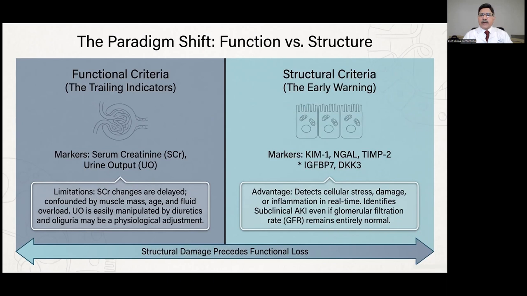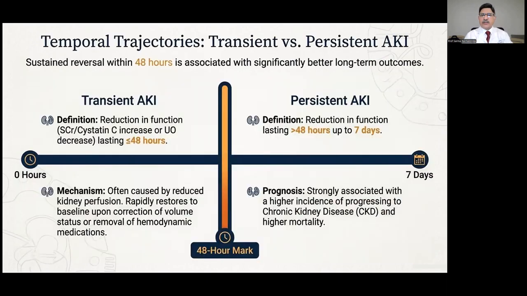Advantage: detects cellular stress and damage or inflammation in real time. Identifies subclinical AKI even if the glomerular filtration remains entirely normal. That means GFR is normal, creatinine not elevated, urine output is not decreased, but these can pick up very early disease, the structural markers. The structural damage precedes functional loss.